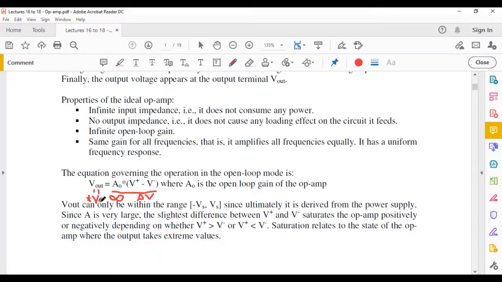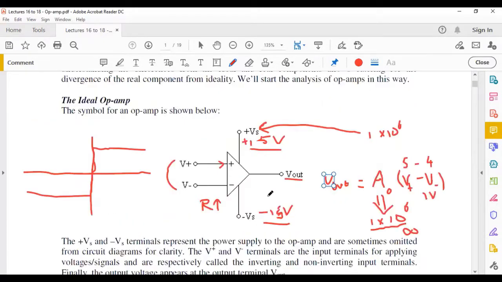We have some graphs coming later to show that. The only situation where your Vout is not plus or minus Vs is when these two are exactly equal. So V plus minus V minus is going to become 0, and 0 times A naught would be 0. So the only condition when your output is not equal to plus Vs or minus Vs, like we said, is that your output can swing between plus Vs and minus Vs. And if your gain is very large, it will be either plus Vs or minus Vs, depending on which one is larger.